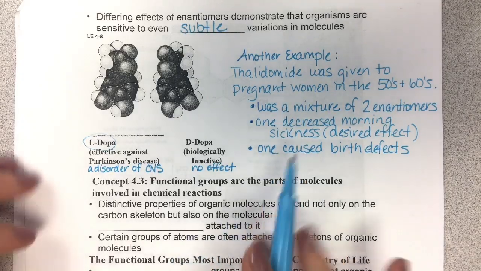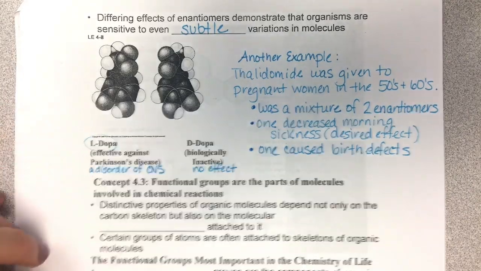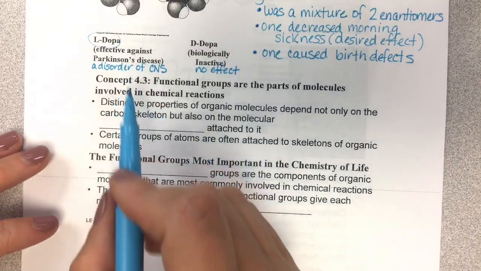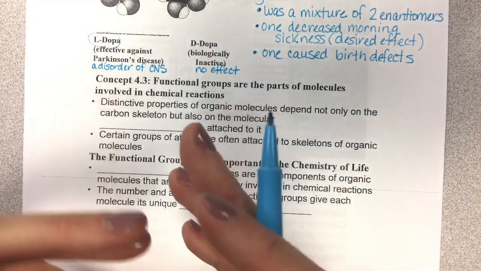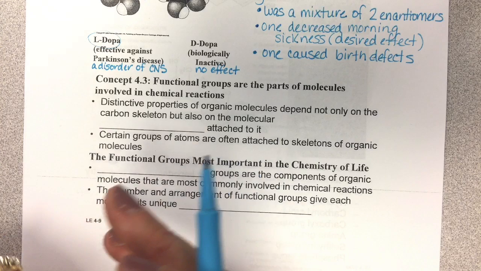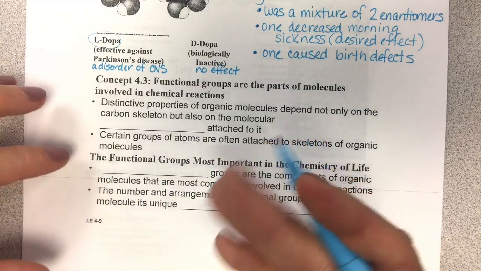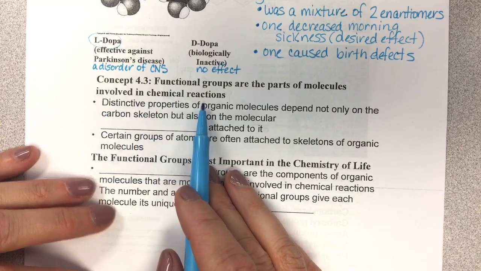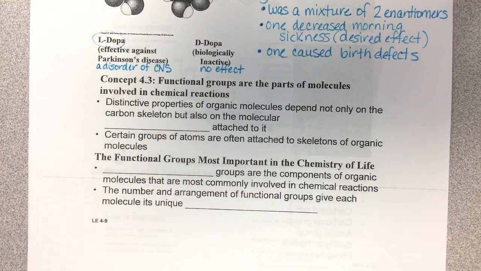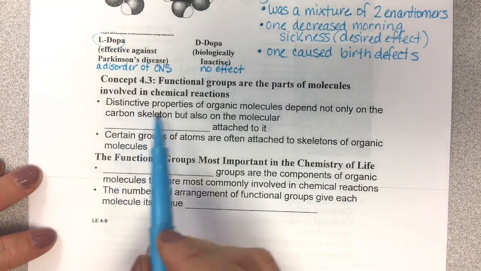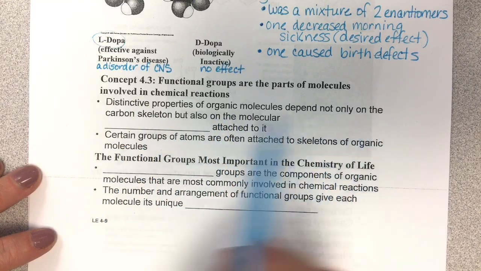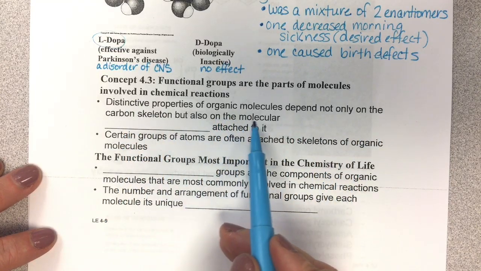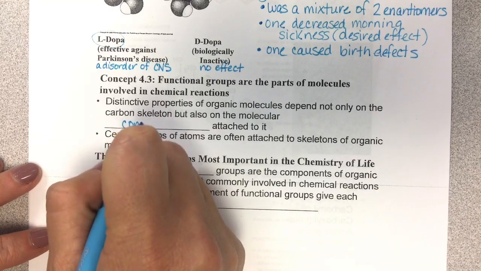So then when we're looking at carbon compounds in living things, there are different groups that can be attached to the molecule. So not all carbon compounds in living things are hydrocarbons. They can have what are called functional groups. They're part of the molecules involved in chemical reactions and help to increase reactions and also make them polar as well. So distinctive properties of organic molecules depend not only on the carbon skeleton but also on the molecular components attached to it.